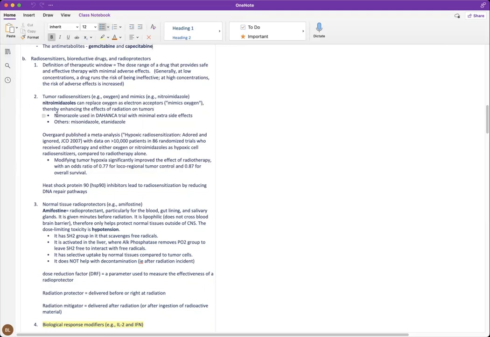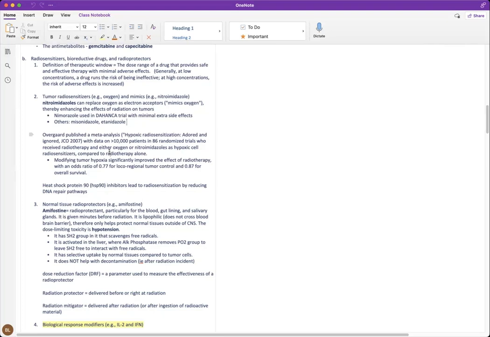Interestingly, nimorazole, a nitroimidazole, was used in a DAHANCA trial and had minimal extra side effects. Others, misonidazole and etanidazole. I think the results of this were pretty cool, and people in Radon questions are saying, why don't we use this more?